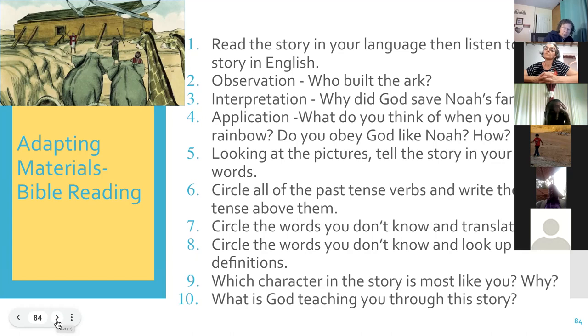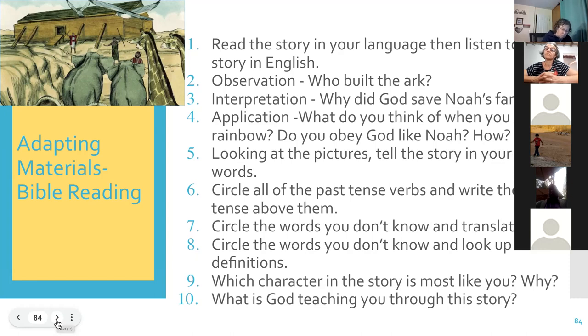Another thing you could have them do is circle the words you don't know and translate them using a bilingual dictionary or Google Translate. A little more challenging than that is to circle the words you don't know and look up the definitions in an English learner's dictionary. And so that's a really great skill we encourage for students who are able to do that.